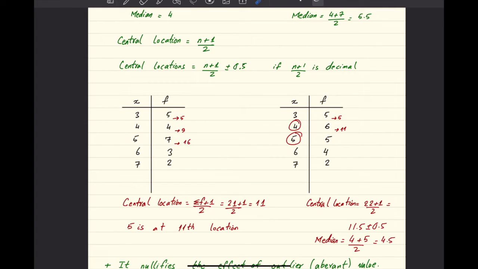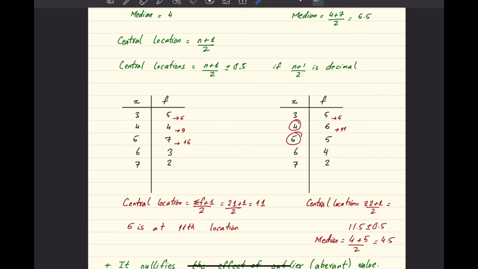Now I'm going to start observing the cumulative frequencies for a particular data. The cumulative frequency till here is 5, which means that the first 5 places are occupied by 3. The cumulative frequency till here is 9, so from the 6th to 9th location we have 4. And then the cumulative frequency here is 16, that's 9 plus 7, 16, that means that from the 10th to 16th location I have 5, and hence the 11th location is occupied by 5, and that would be my median.